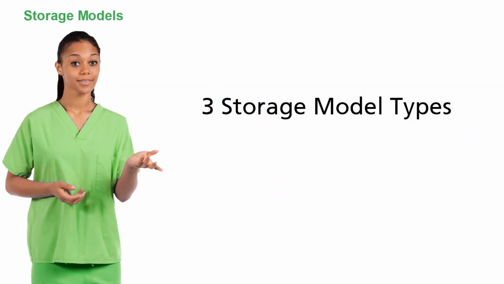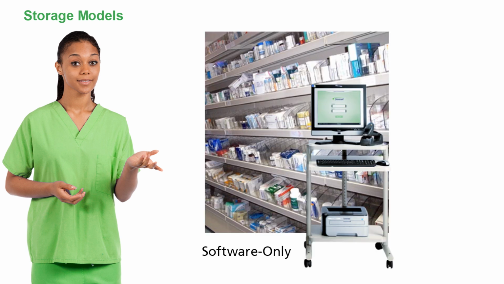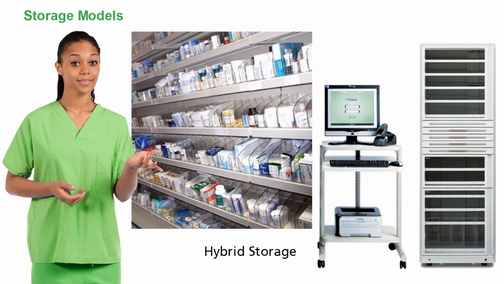CSM includes 3 storage model types. Hardware only, where CSM items are stored only in an Omnicell cabinet. Software only, where CSM items are only stored in open shelving. And hybrid storage, where CSM items are stored in both open shelving and in an Omnicell cabinet. For this course, I will use the hybrid model so that we may explain all applicable processes.